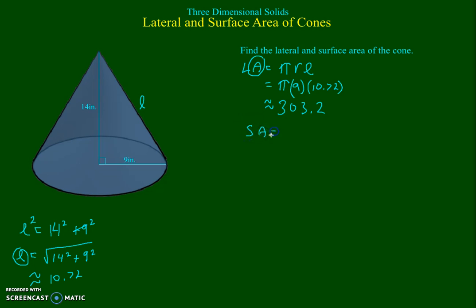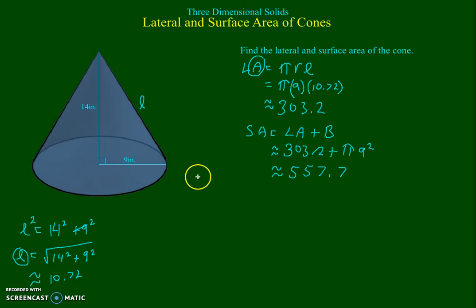And now I can find my surface area. My surface area is lateral area plus big B, and as we know, big B is the area of the base, so this is approximately 303.2 plus the area of the base, which is the area of a circle. So that's pi r squared, which is pi times 9 squared. That gives us an approximate value here, and when we put it into our calculator, it is approximately 557.7. And there's our lateral area and our approximate surface area. So altogether, a fairly straightforward example.